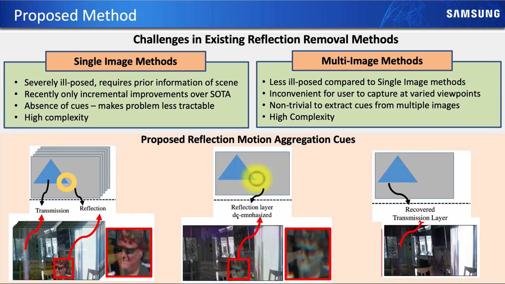We first explain the proposed motion aggregation cue. Let's take a simple toy example as shown here, where the triangle represents the desired transmission layer and the donut represents the unwanted reflections. We use a burst of images to generate a cue that de-emphasizes the reflection layer more than the transmission layer as shown here. This discrimination is exploited in a later stage to recover the desired transmission layer.